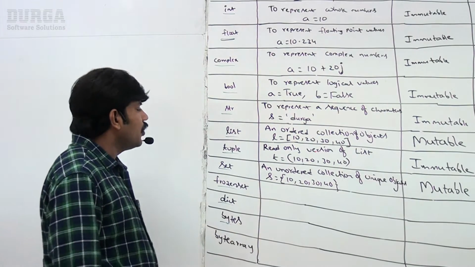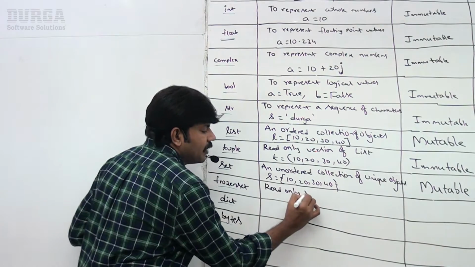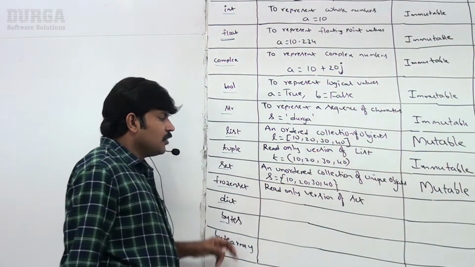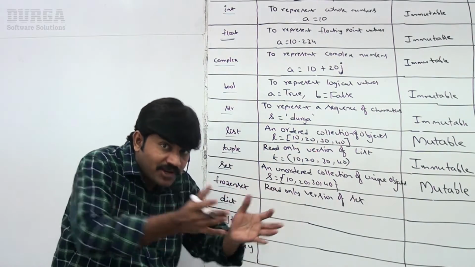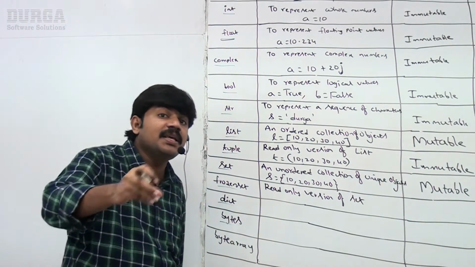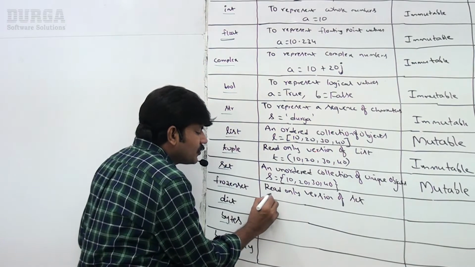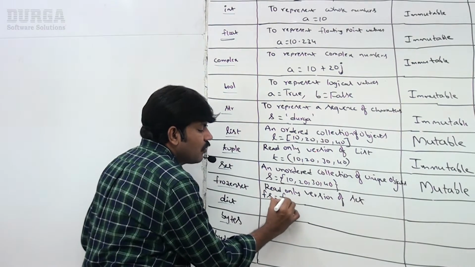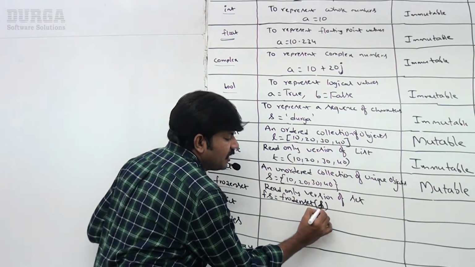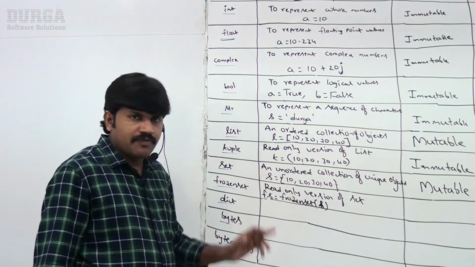Frozen set means the read-only version of set. Read-only version of set, sir. So for a set which is frozen, on which you are not going to perform any modifications, such a frozen set is nothing but frozenset, sir. How can you get a frozen set? Sir, fs is equal to frozenset of, you can pass any set. If you pass it, now you are going to get a frozen set.